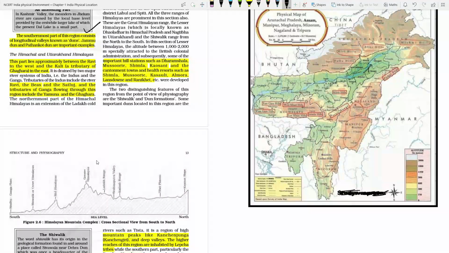The southern part of this region has valleys. Wherever one range of the Himalayas is there, then it is separated by valleys. If another range is there, then again it is separated by valleys. So what happens, in the middle part there is a valley and three parallel ranges are there. Okay? In between there is a valley. Okay. So the valley which is there between the Lesser Himalaya and Shiwalik is called the Duns. Okay. Those are called Duns.